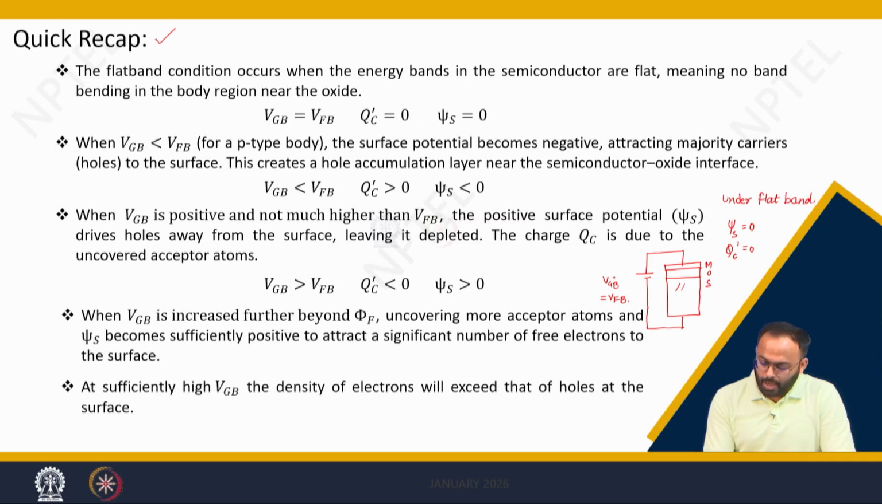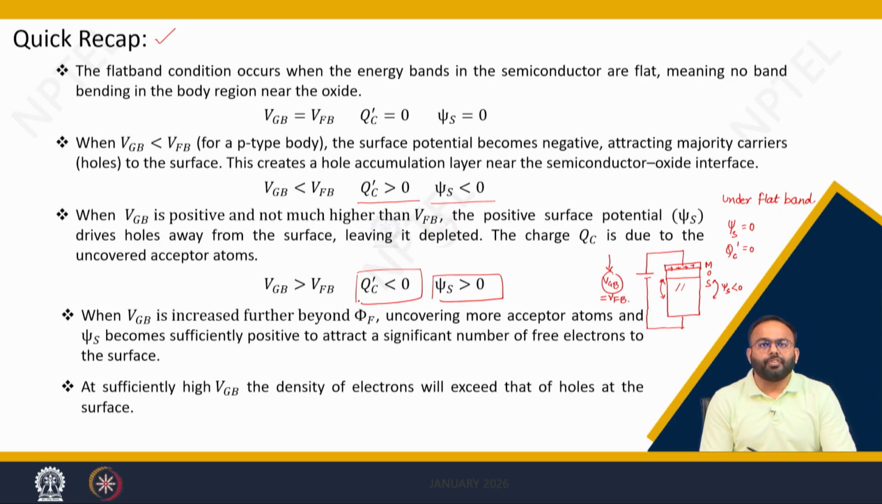Now, when the applied voltage is less than the flat band voltage, it means you are in accumulation. So, in accumulation, your channel charge is positive and the surface potential is negative. Now, what will happen if I increase VGB towards the positive side? The positive charge present on the metal causes a negative charge in this plate, and hence the surface potential is positive and the channel charge is negative.